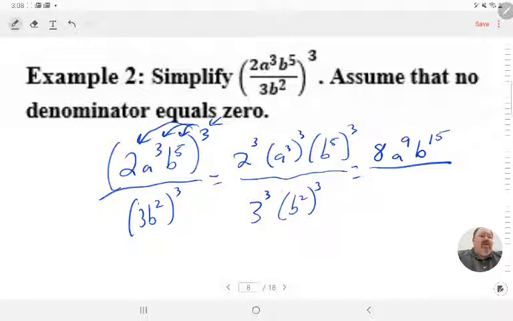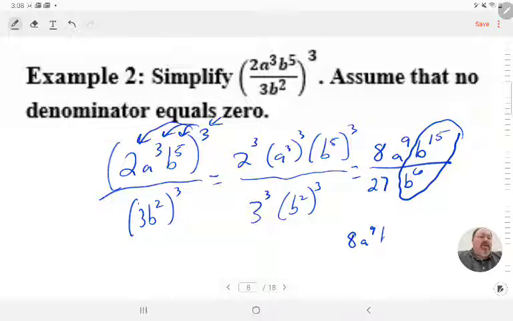And then 3 cubed is 27. And then b squared to the 3rd power would be b to the 6th power. And then finally, the final answer would be 8a to the 9th power. And then we have this right here with the same bases. So 15 minus 6 is going to be b to the 9th power, all over 27. And that would be my answer.